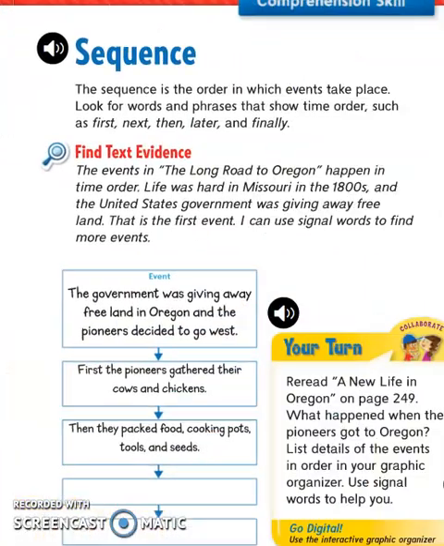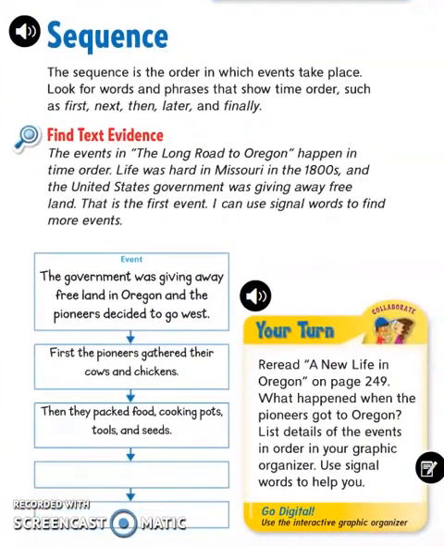Now we're going to move over here to where it says sequence. Now, we talked about sequence before. Sequence is talking about the order. Okay, so the order in which the events happen. It wouldn't be, I brushed my teeth and got my pajamas on, then I went to school. That wouldn't be the correct order, would it? So you need to look for key words such as first, next, then, later, and finally.